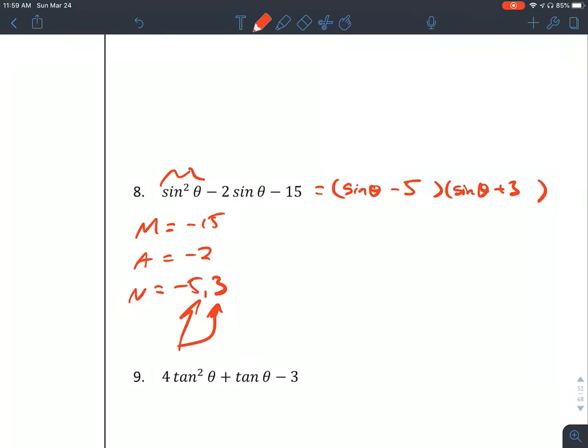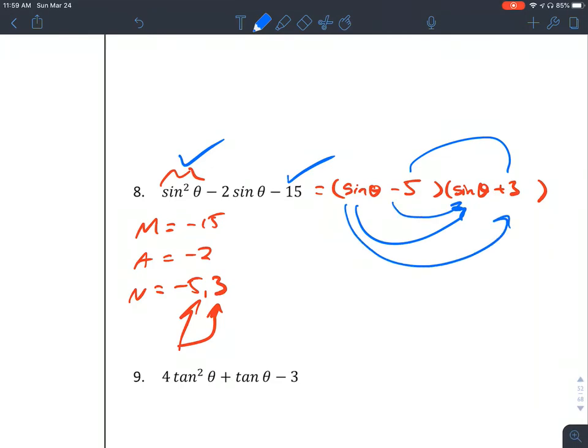Just to confirm that this works: sine times sine, sine squared. Negative 5 times positive 3, negative 15. If I multiply sine times 3, we get 3 of those, and the negative 5 times sine is negative 5 of those. Negative 5 and 3 is negative 2, which makes the middle term.